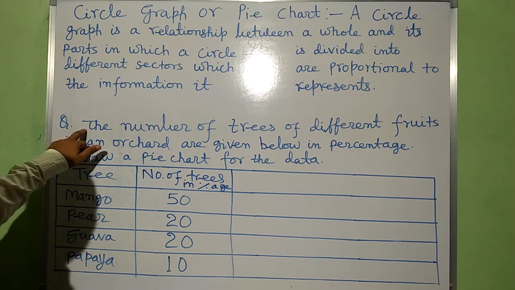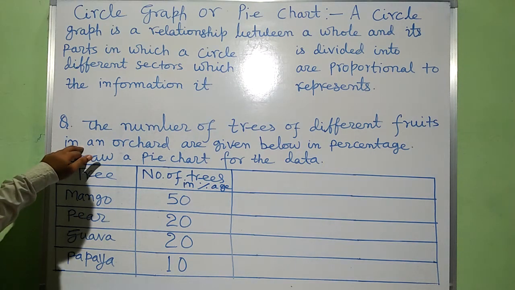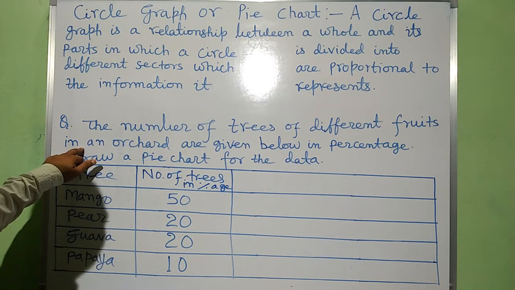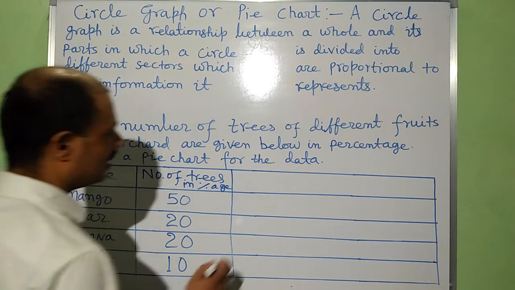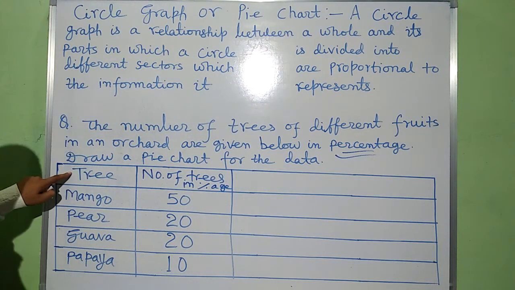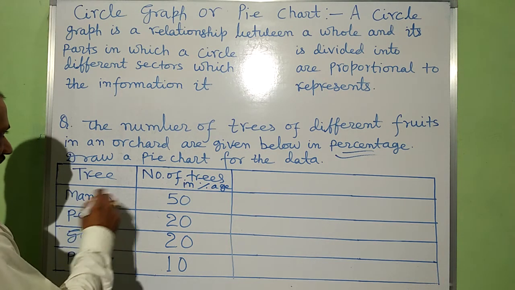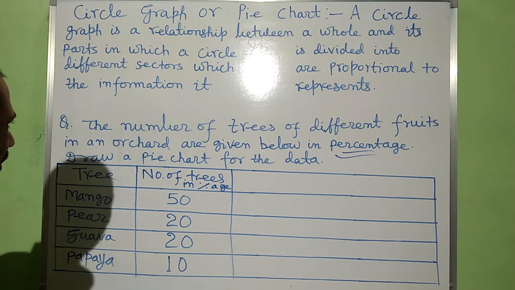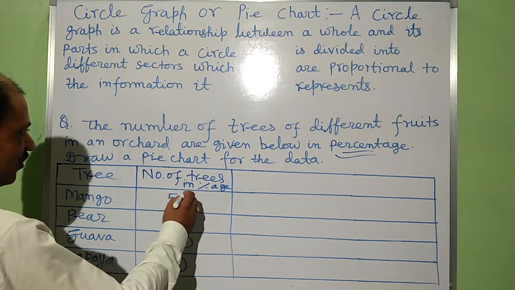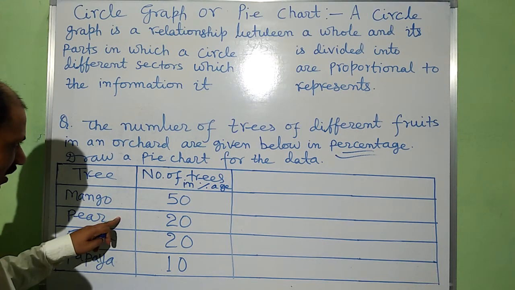The question runs like this: the number of trees of different fruits in an orchard are given below in percentage. Draw a pie chart for the data. Information is given in percentage. The names of different types of trees are mango trees, pear trees, guava trees and papaya trees, and their numbers are given like this. These trees are in an orchard. Mango trees, its number is 50%. 20% pear, and so on.